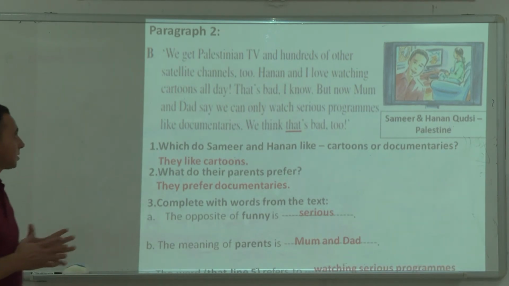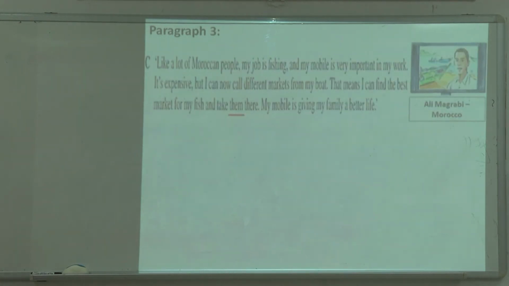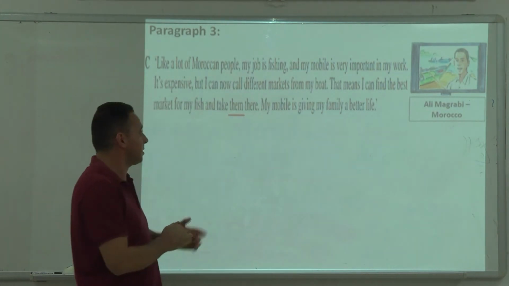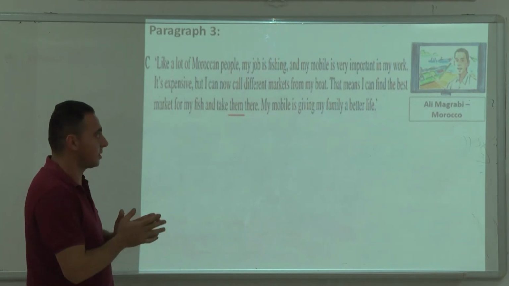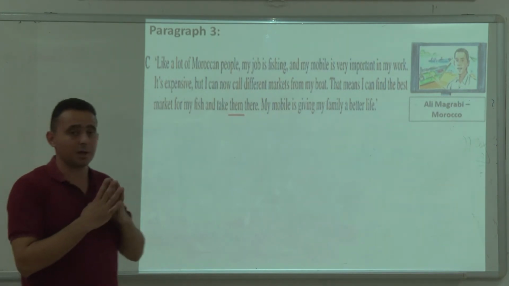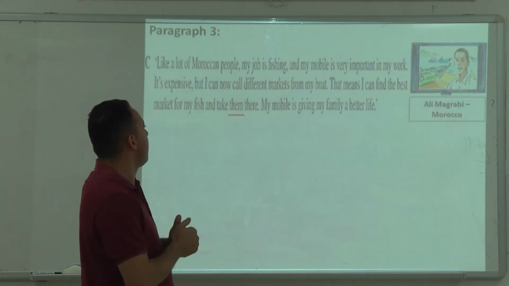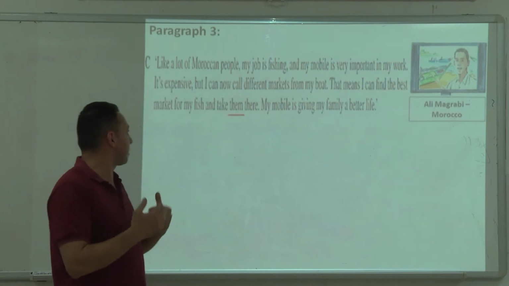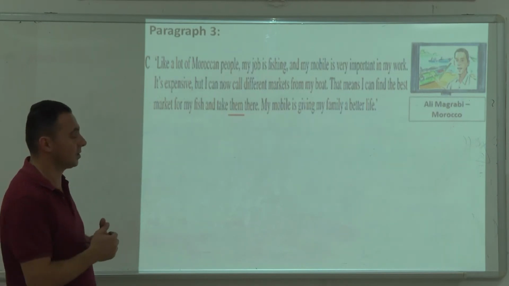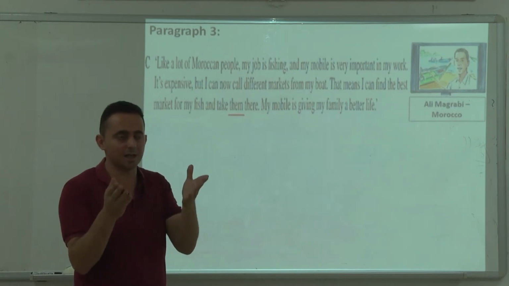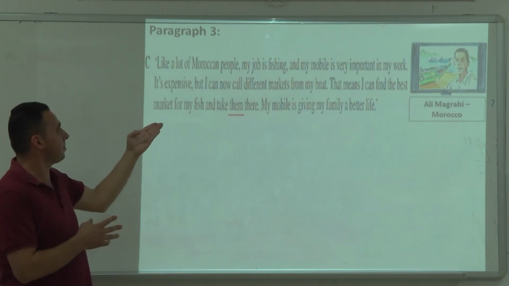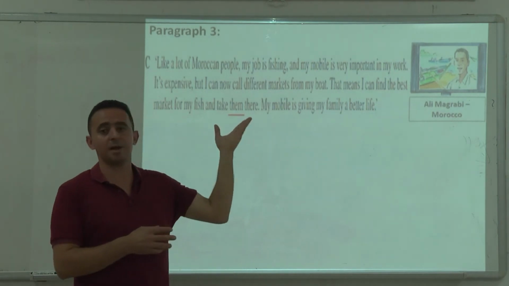Now, let's continue to paragraph 3. As you can see in the picture, Ali Maghrabi from Morocco is saying something about modern communications. And we are going to read what he says. Like a lot of Moroccan people, my job is fishing. His job is fishing. And my mobile is very important in my work. It's expensive, but I can now call different markets from my boat. What's the meaning of the word boat? Boat means قارب. That means I can find the best market for my fish and take them there. My mobile is giving my family a better life.